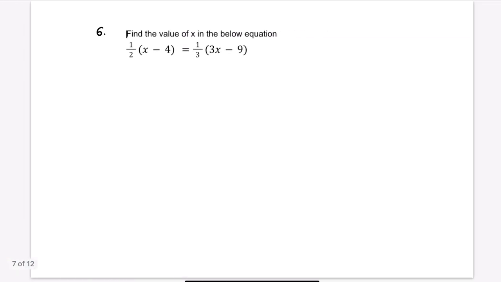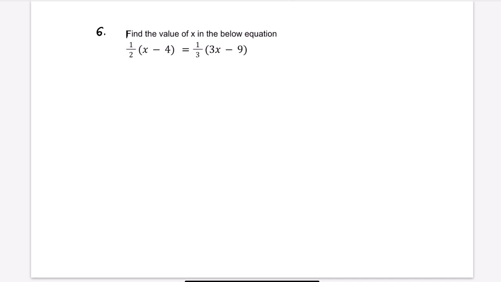Okay, the next problem is asking us to find the value of x. So it's a very straightforward problem, except that there are fractions involved in this problem as well. So let's start with this. Half times x minus 4 is 1/3 times 3x minus 9.